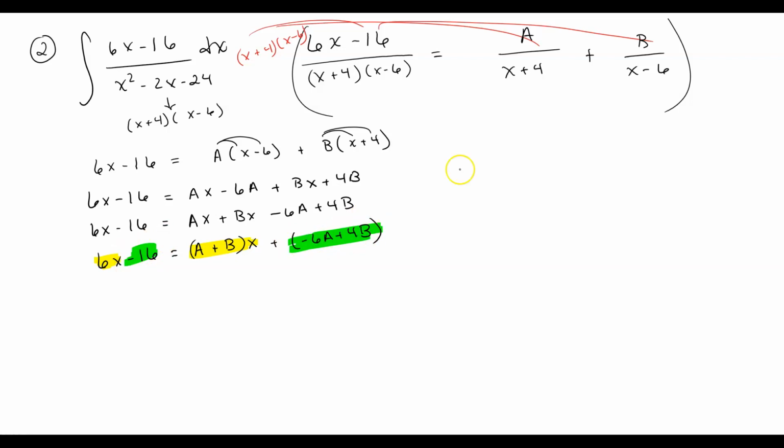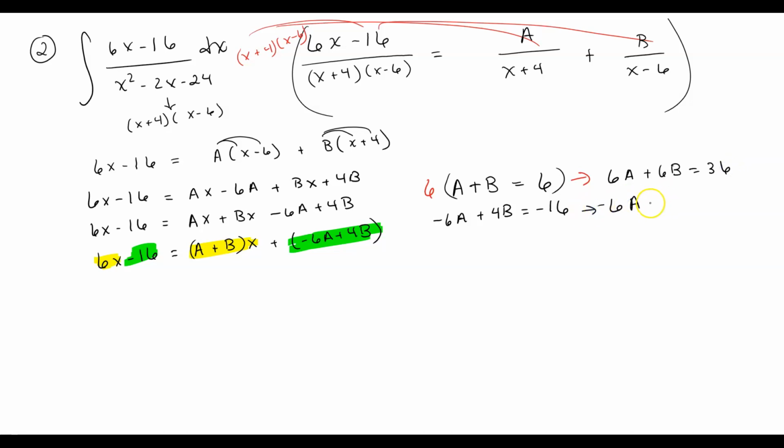So this is where I get my system. The first thing is A plus B equals 6. We don't need to worry about the x. And then negative 6A plus 4B equals negative 16. This is the system I've set up. I'm going to take the first row and multiply it by 6, because then I can eliminate the 6A. I have 6A plus 6B equals 36, and this one carries straight over: negative 6A plus 4B equals negative 16.